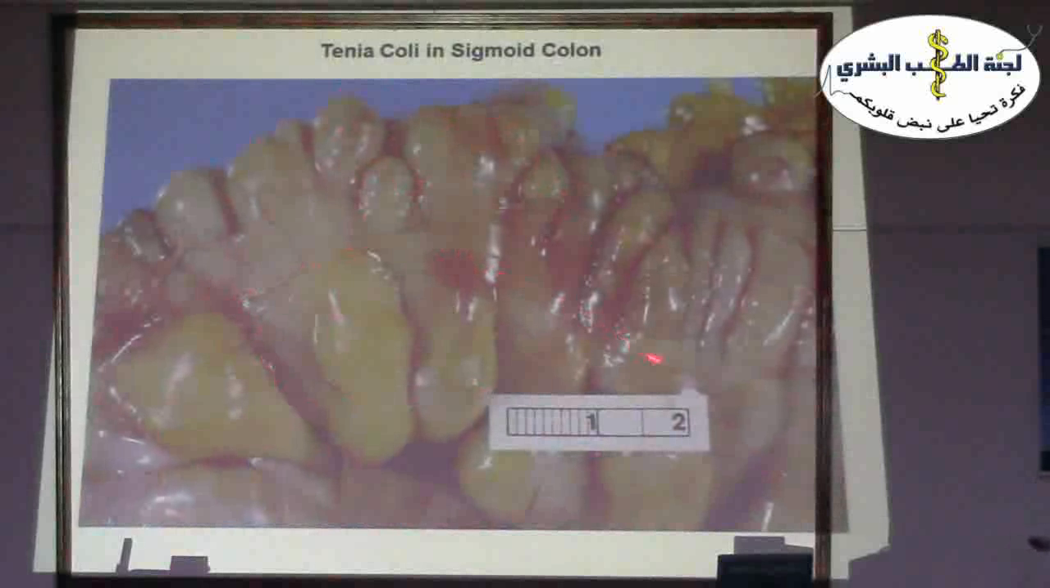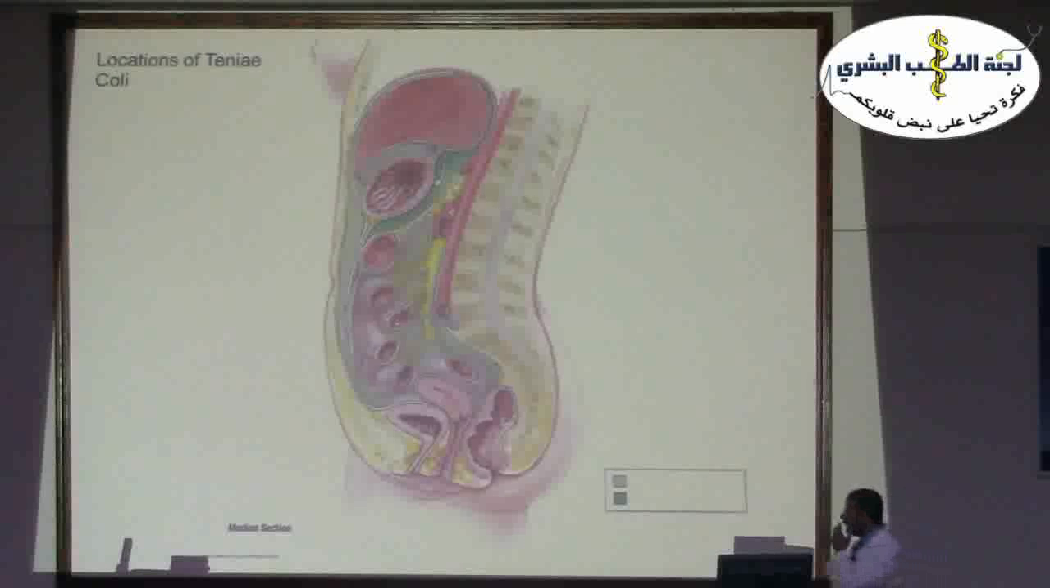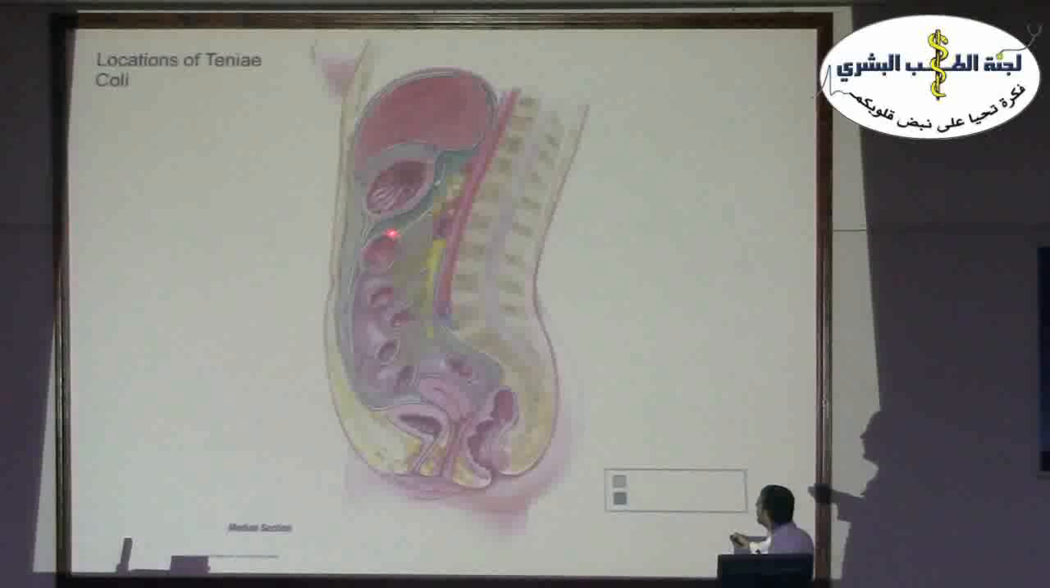You see this line of smooth muscle here. This is one band of tinea coli. Okay? This is a band of tinea coli. Remember 3 bands. How are they located? If you look in a lateral view, you see this is the transverse mesocolon, for example. Okay? The transverse colon. In the transverse colon, one of the bands will aggregate here at the attachment of the transverse mesocolon with the transverse colon. So you will find one band in this region.